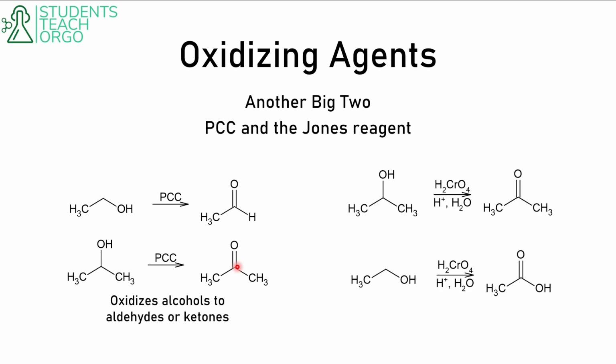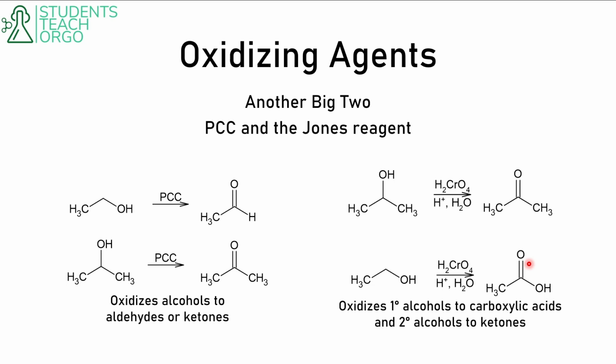Now the Jones reagent is a bit stronger in that it will take secondary alcohols and oxidize them to ketones. And it will take primary alcohols and oxidize them to carboxylic acids, right? So in that sense, it's somewhat doing the reverse of lithium aluminum hydride, if you want to think about it in that way. So again, Jones reagent is a bit stronger than PCC, and they both will oxidize secondary alcohols to ketones, but they will do different things for primary alcohols.